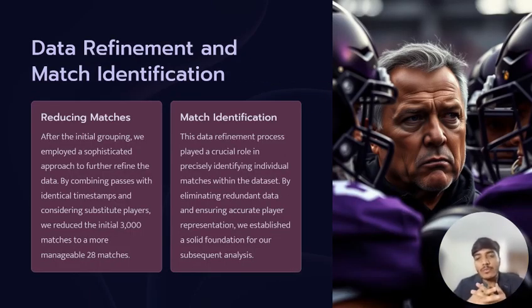After grouping the data into 3,000 matches based on overlapping times, we needed to refine it further to make it more meaningful and manageable. We started by reducing the number of matches from 3,000 to just 28. To do this, we combined passes that had the same timestamps and accounted for substitute players who joined or left during the game. This step was crucial for removing any duplicate or redundant data while still preserving the accuracy of the player interaction.